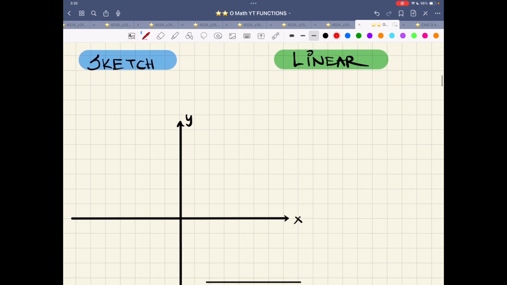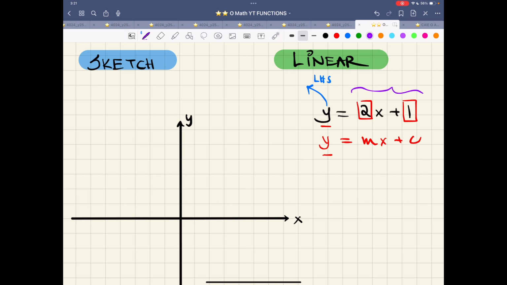Now let me write down an equation. For example, y is equals to, let me choose a black marker, y is equals to 2x plus 1. Focus on 2, focus on 1, compare coefficient with y is equals to mx plus c. It's already in the standard form. Y is all alone on the left hand side of the equation, and then on the right hand side, what do we have? We have the x term and the constant term. That's the right hand side.